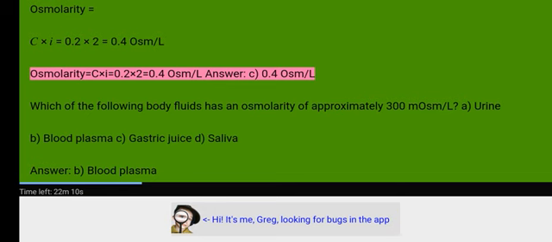Osmolarity equals C times I equals 0.2 times 2 equals 0.4 OSM/L. Answer: C. 0.4 OSM/L.